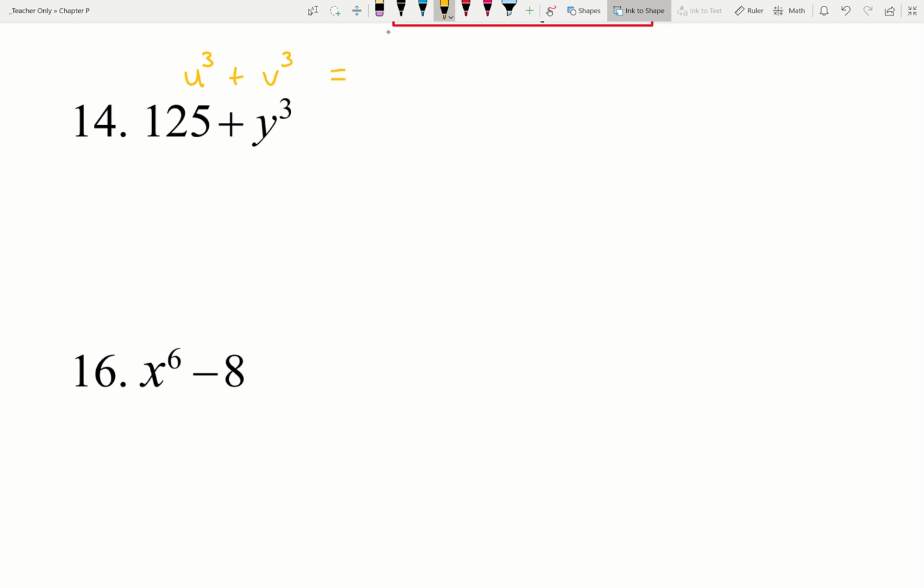But this is going to factor into the binomial u plus v times the trinomial u squared minus u times v plus v squared. Okay, so it's all a matter of noticing it when you see it and then applying the correct version of the formula here. Okay, so we're going to go ahead and set ourselves up u plus v times, and then there goes a minus in my trinomial and then a plus.